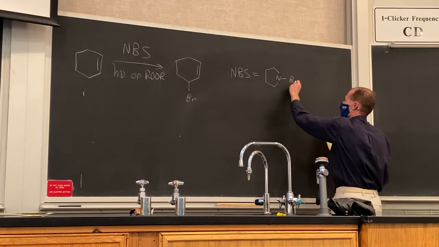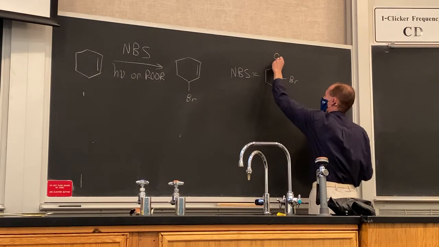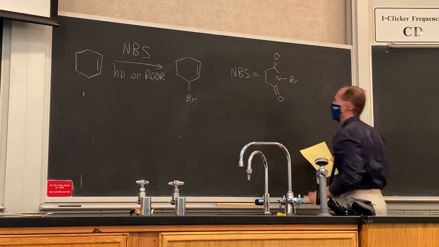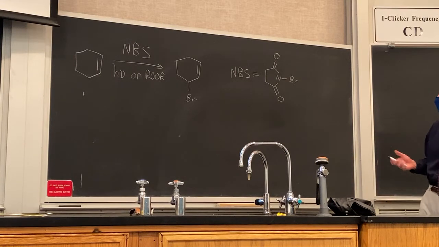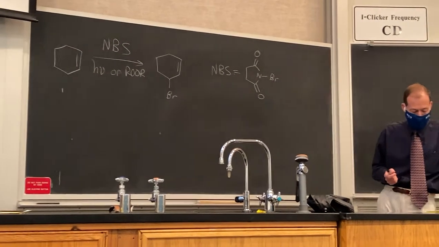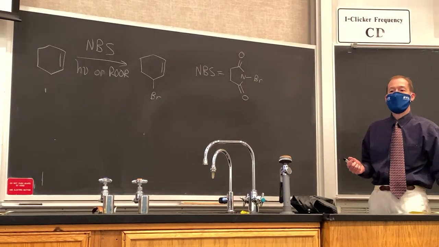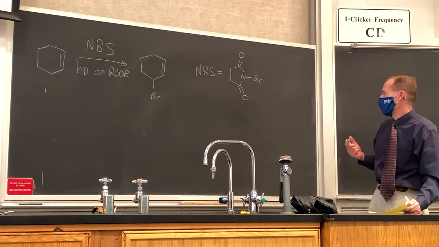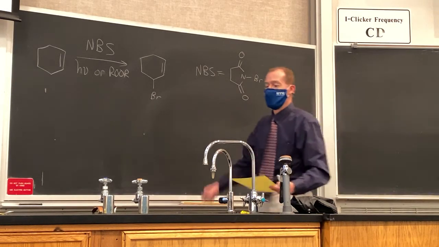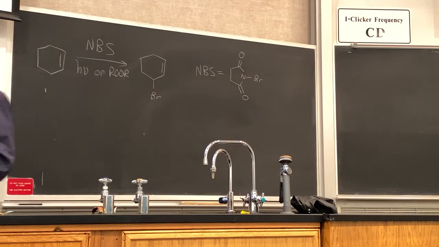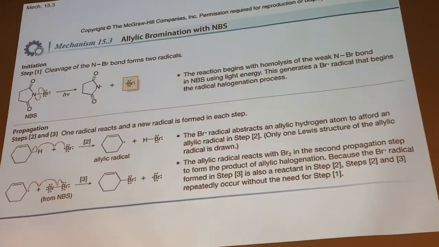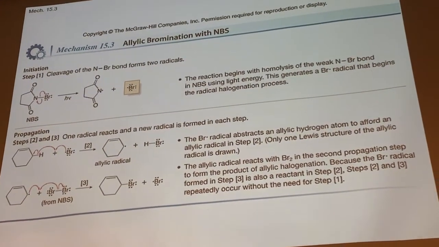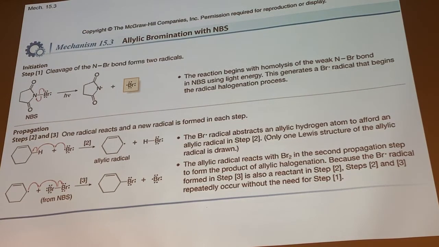So N-bromosuccinimide is what NBS stands for, and it looks like this. We learned about it back in chapter 10 as a reagent that provides a low concentration of bromine. So let's take a look at the figure from the book. Whoops, right here. I already had it. The figure from the book that shows us the mechanism of the allylic bromination.